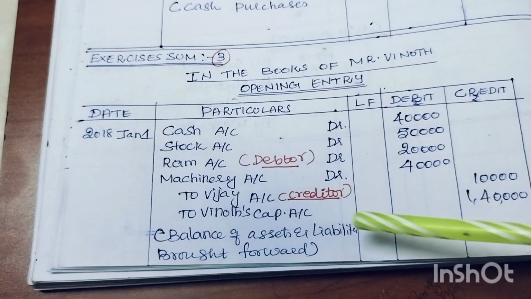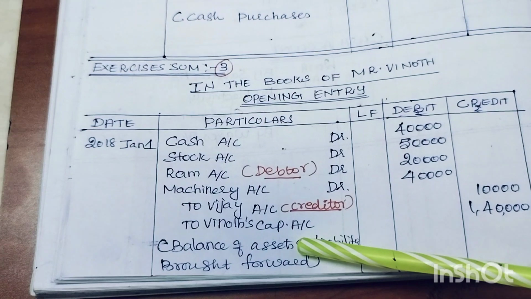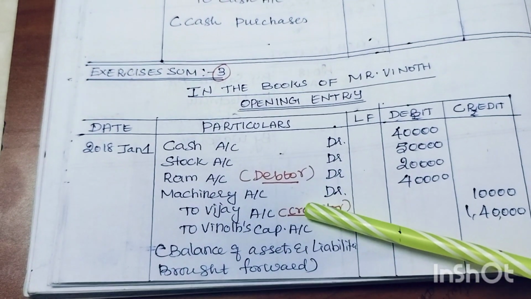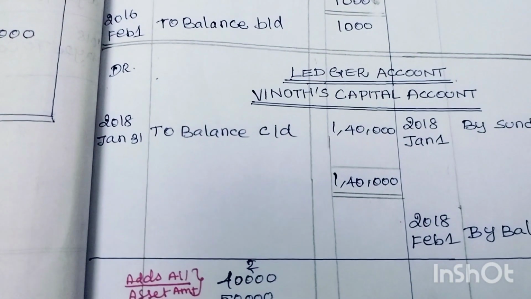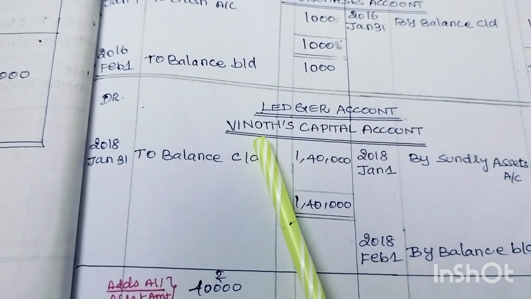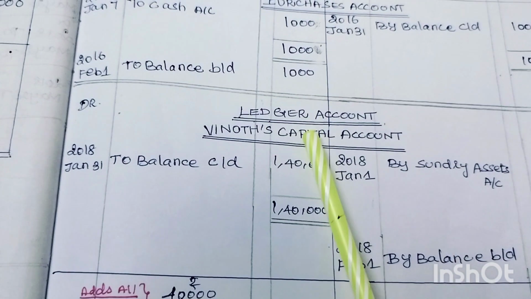So what is the narration? Balance of assets and liabilities brought forward. Then we are going to post Vinod's capital account on the ledger. Okay. So come to ledger. What account do we have to open here? What is the name of the account? Vinod's capital account. We write it on the top middle.